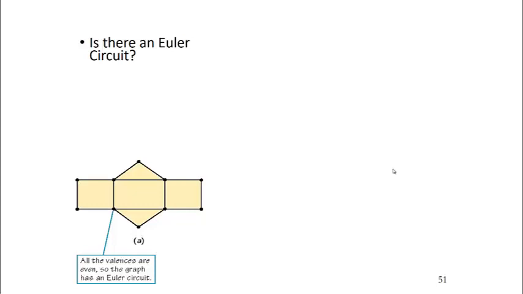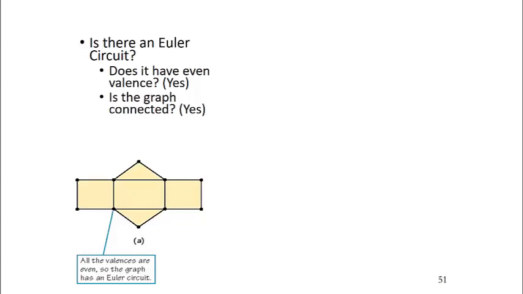Does this graph have an Euler circuit? Well, let's check our 2 criteria. Does it have even valence? So we would look at each vertex. This one has a valence of 2. This one, a valence of 4. 2, 4, 2, 2, 4, 2, 4, 2. All of the valences are even. And second question, is the graph connected? Yes. Since the answer to both questions was yes, we know that an Euler circuit exists.